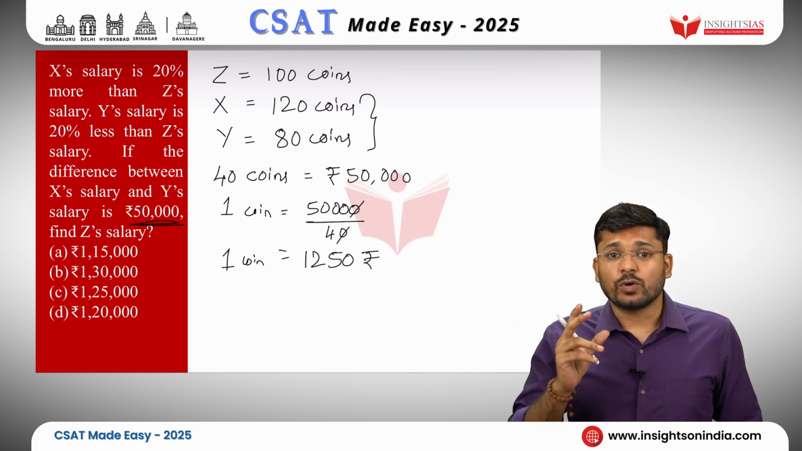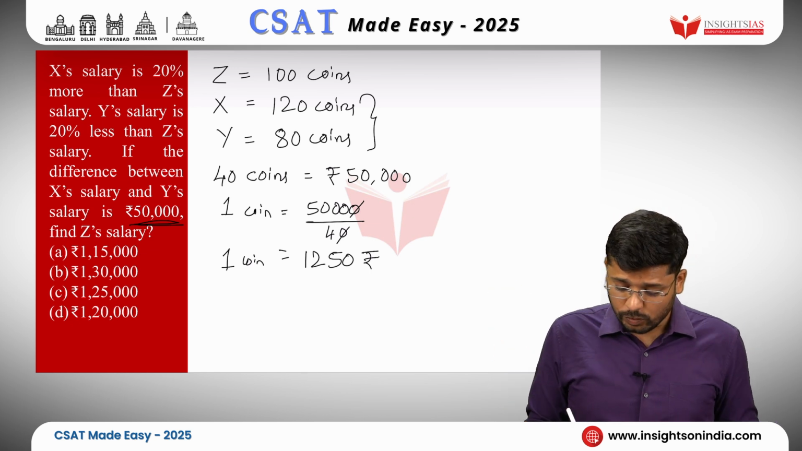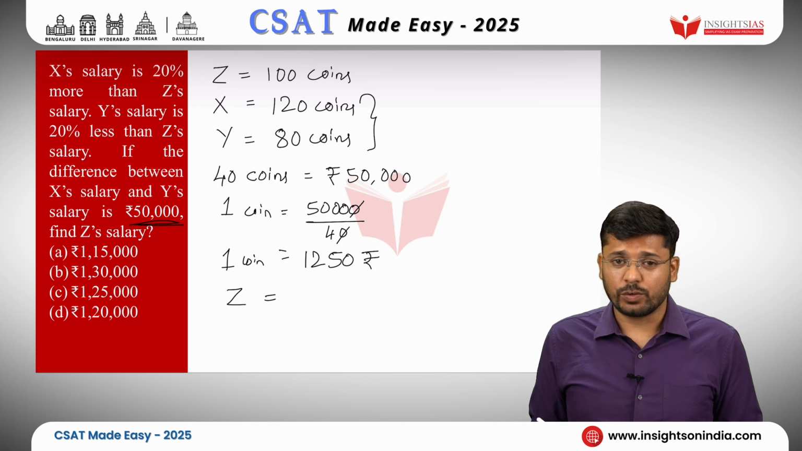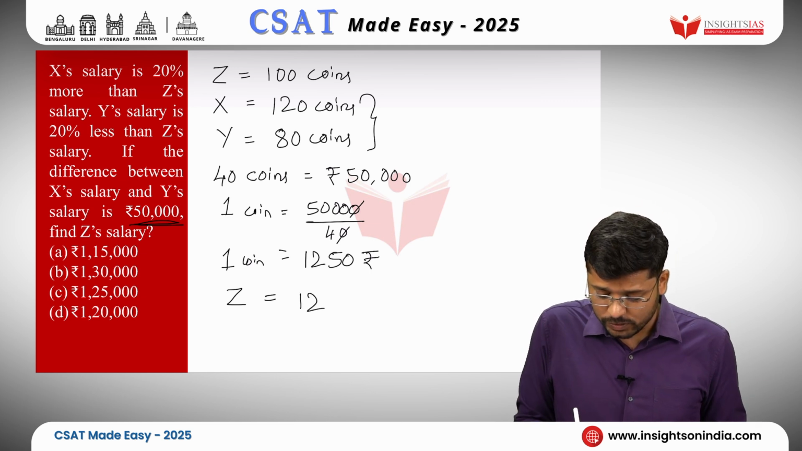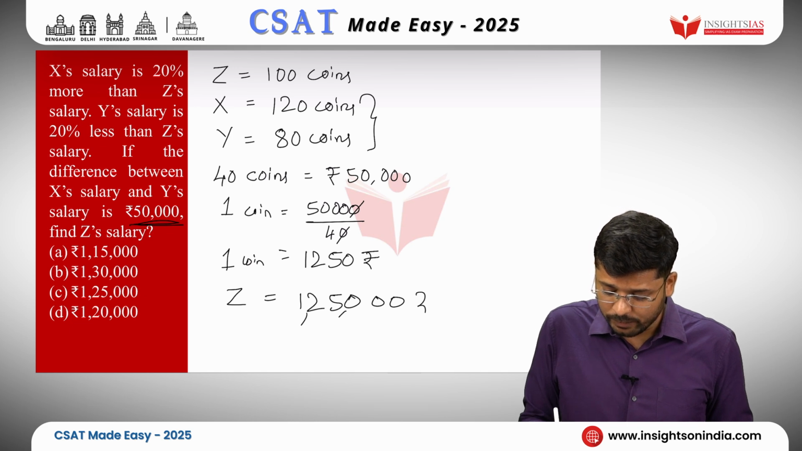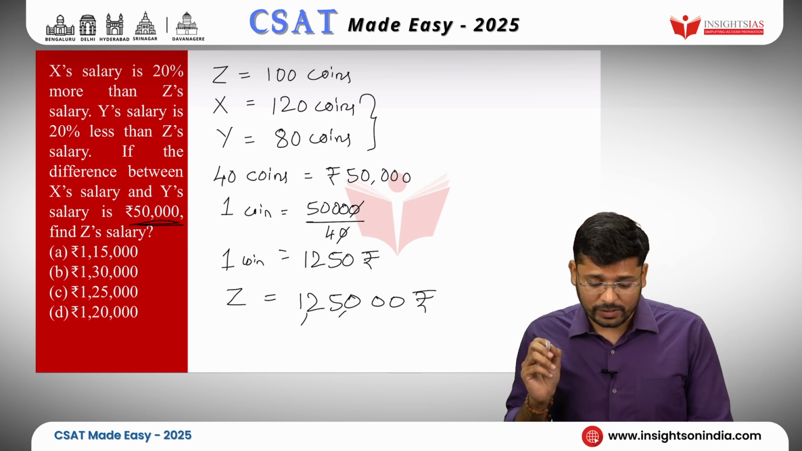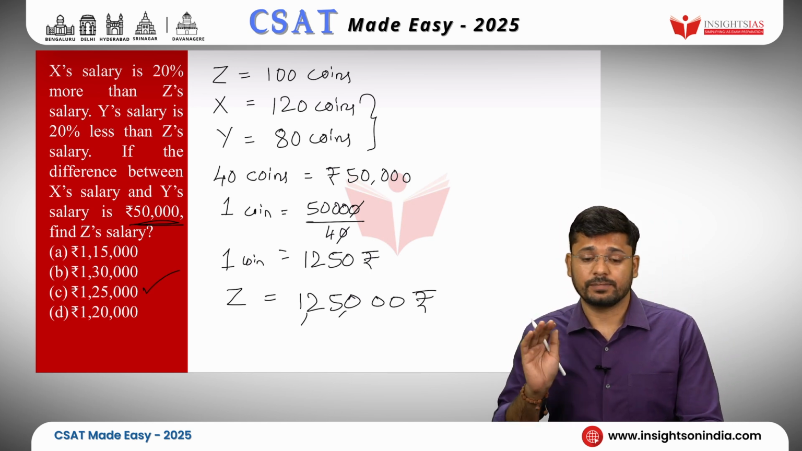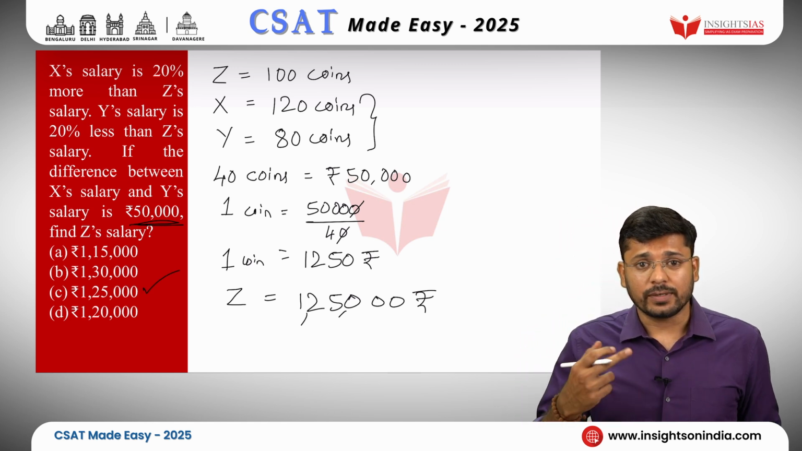So, Z's salary is 100 such coins. So, what would be Z's salary actually? We just need to add 2 more zeros in front of 1250, right? How much would it be? 125000, because 100 coins. So, it would be 1,25,000. Do we have an option? Yes, it is option C. We will look at the next question.